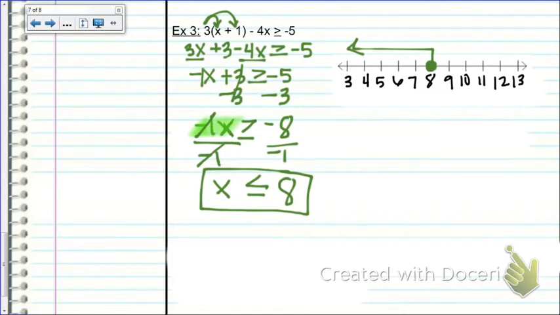Jen said, if the x is on the left side, it will always be whatever direction the inequality is pointing. So this inequality in this problem is pointing which way? To the left or to the right? To the left. And all my numbers are going to the left.